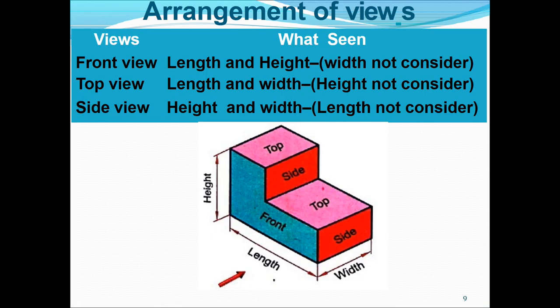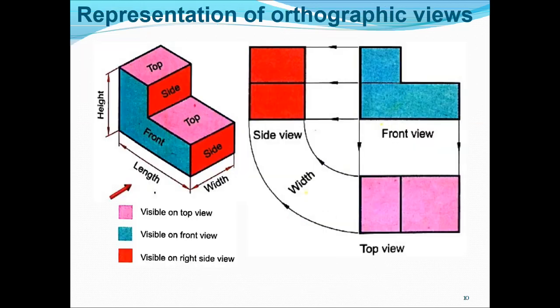Now take this problem as example. So I will be placing this object. In this object, this arrow mark is given, which means from this face I am going to see this object. So this is the front view, the blue color is visible, and from the top view the pink color is visible, and from the side view red color is visible. So now let us try to see the answer for this problem.